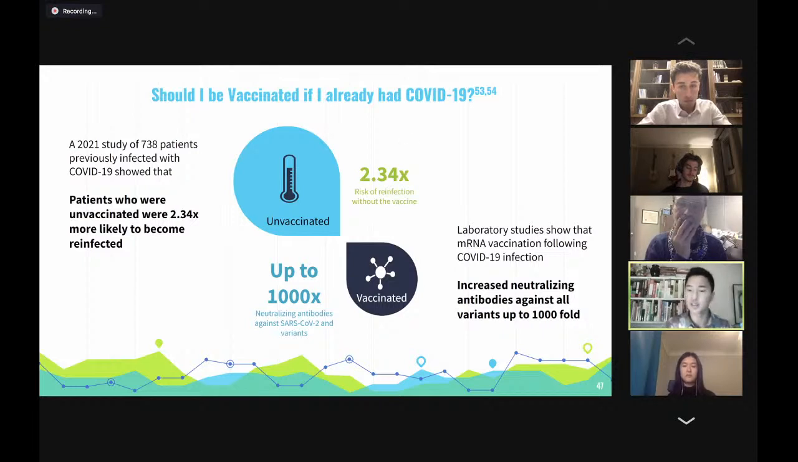And similar laboratory studies have also shown that even if you're looking at specific antibodies, which are going to be those things that are going to protect against the SARS-CoV-2 virus, as well as the variants, some laboratory studies show that getting the mRNA vaccine, even after COVID-19 infection, can increase the antibody levels up to 1,000-fold. And so these are just more reasons why it's important to be vaccinated, even if you've already experienced COVID-19 in the past.